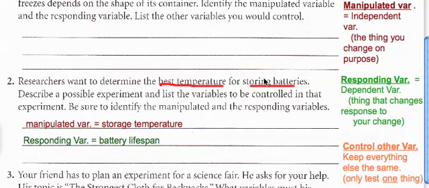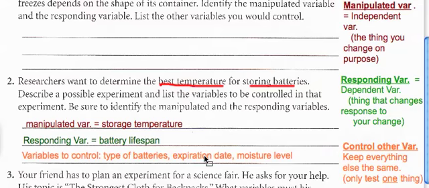We might think about what are things that cause batteries to deteriorate, things like moisture level that might affect their lifespan. Those are all things that we're going to want to control, all variables that we want to keep the same to make it a fair test. So our variables to control might be our type of batteries, the expiration date or how old they are, and our moisture level.